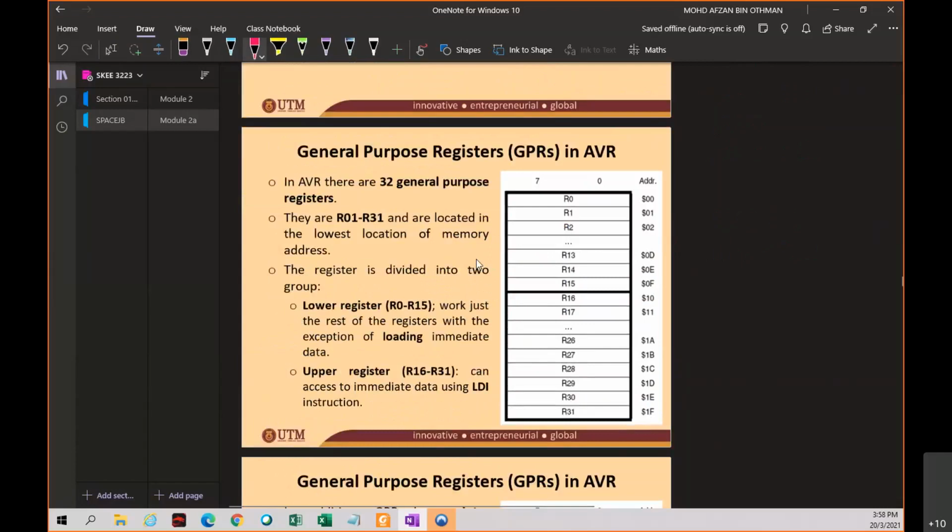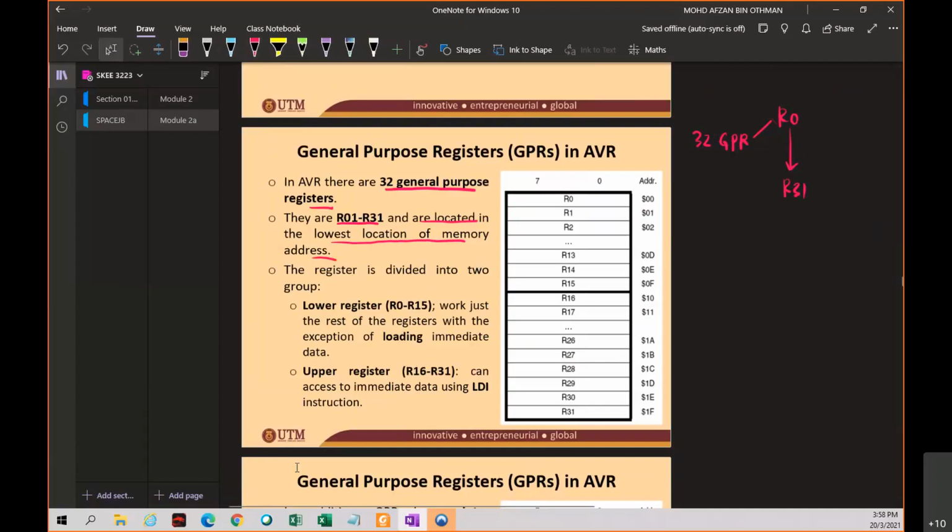Okay, so in AVR, there are a total of 32 general purpose registers. Okay, kita ada 32 GPR, starting from R0 to R31. Kamu ada 32 general purpose register bermula daripada R0 to R31. So these R0 to R31 are located in the lowest location of memory address.